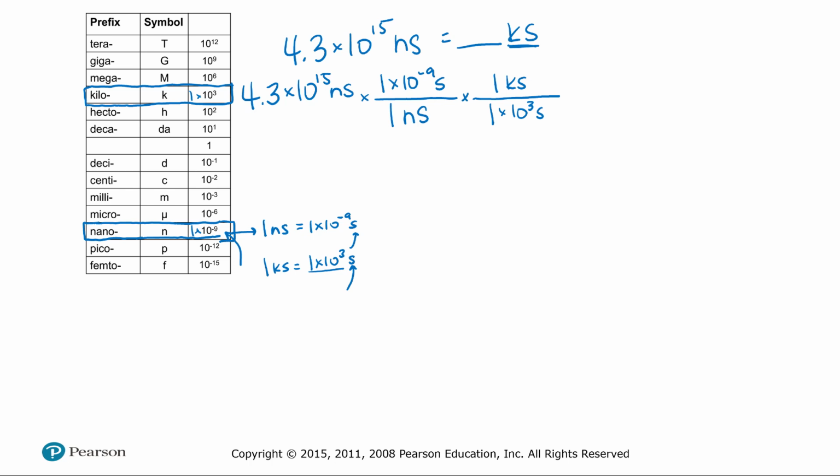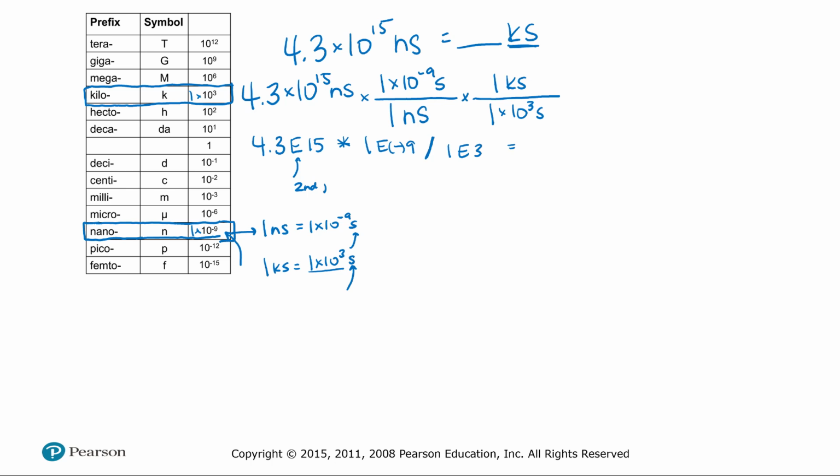So this is going to be 4.3 E 15. Remember this E, you get that by pressing second, comma, times 1 E negative 9, not minus 9, but negative button 9, divided by 1 E 3.